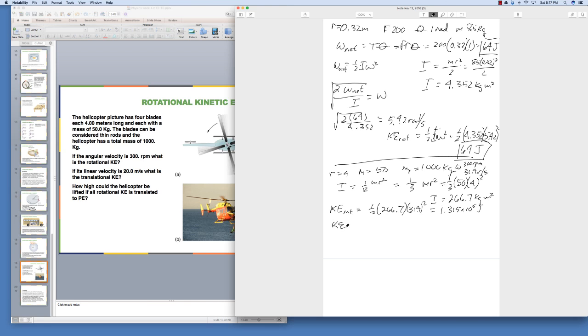The linear kinetic energy, or translational kinetic energy, is equal to 1/2 mv squared, where m in this case is going to be the total mass. So it's going to be 1/2 times 1,000 times 20 squared. And this comes out to be 20,000 joules.